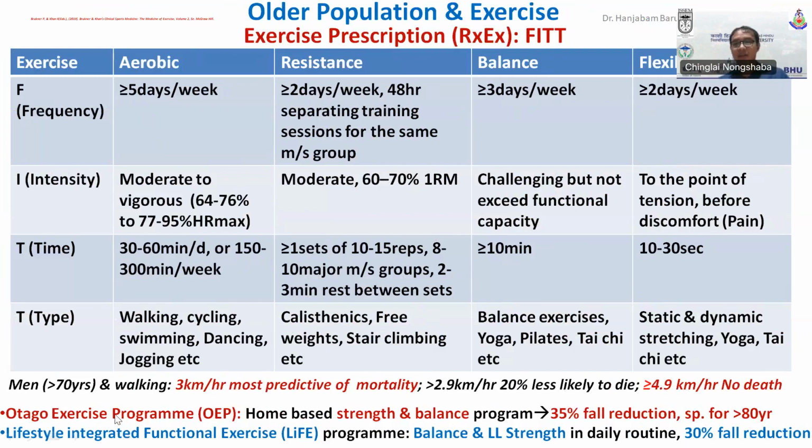Different programs have been published, for example OEP, the Otago Exercise Program, where home-based strength and balance exercise was given, and it was found that there was a 35% reduction in falls, especially for participants more than 80 years. Lifestyle Integrated Functional Exercise, where balance and lower limb strength training was incorporated in the daily routine, found a 30% reduction in falls. So these are very important.